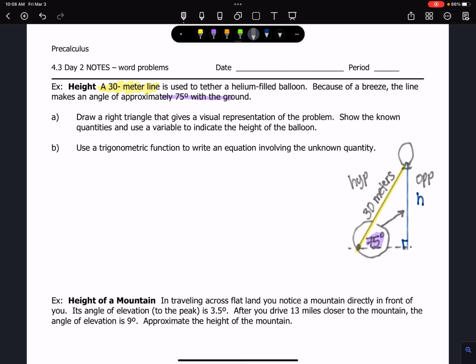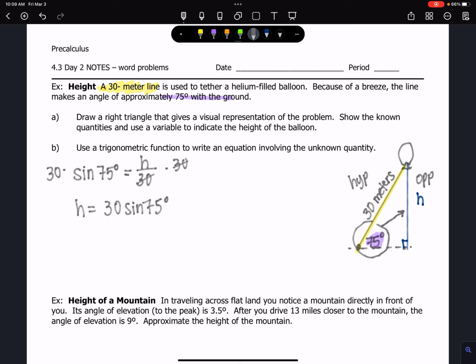Opposite over hypotenuse is sine. So the sine of the angle 75 degrees is equal to the ratio of the height over 30 meters. Now I'm going to solve to find out what that height is. So I'm going to multiply both sides by 30, and I get an exact answer of 30 times the sine of 75 degrees.